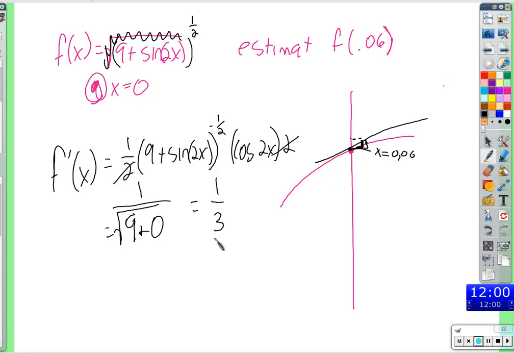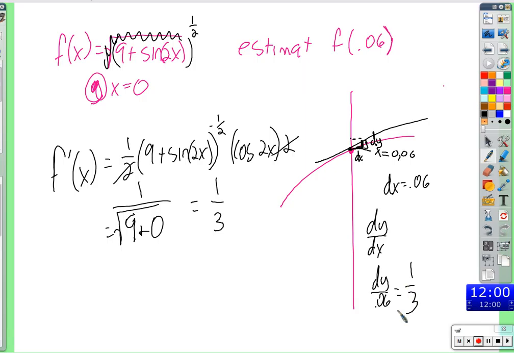I'll walk you through the next part. So the slope of a line, let's go back to Algebra 1 days. What's the definition of the slope of a line? The change in y, dy, over the change in x. How big is the change in x? 0.06. So dx equals 0.06. Rise over run should be the slope of the line, so dy over dx, which is dy over 0.06. That ratio should be how much? 1/3. We already know the slope is 1/3.